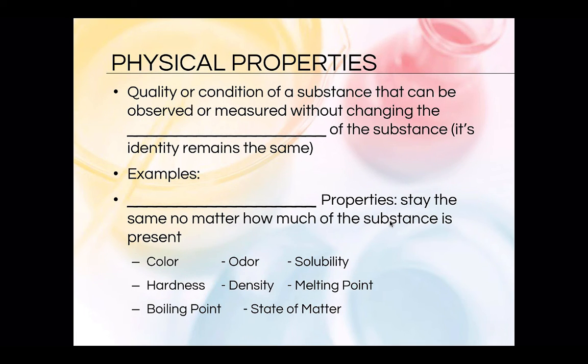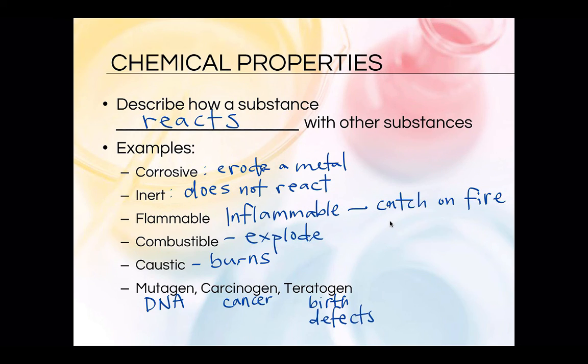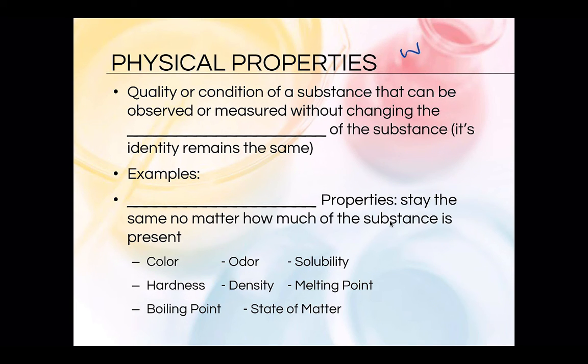In addition to having chemical properties that describe how it reacts, there's also physical properties that just describe what the substance is like. So chemical properties describe what it does when it reacts. But physical properties describe what it is.